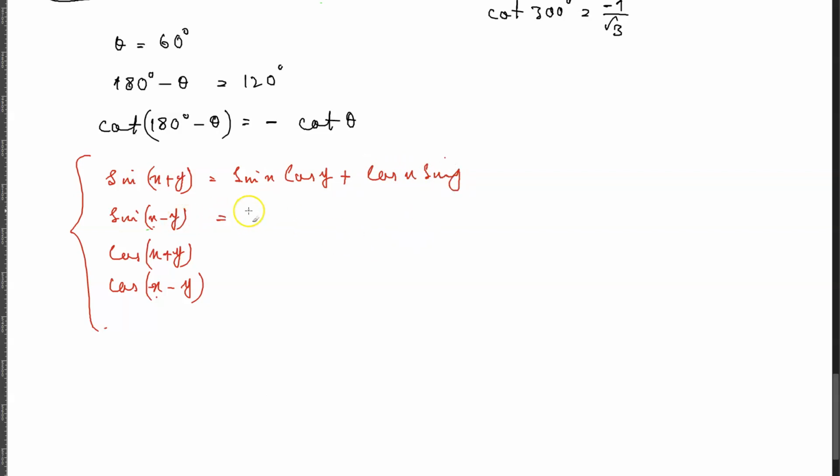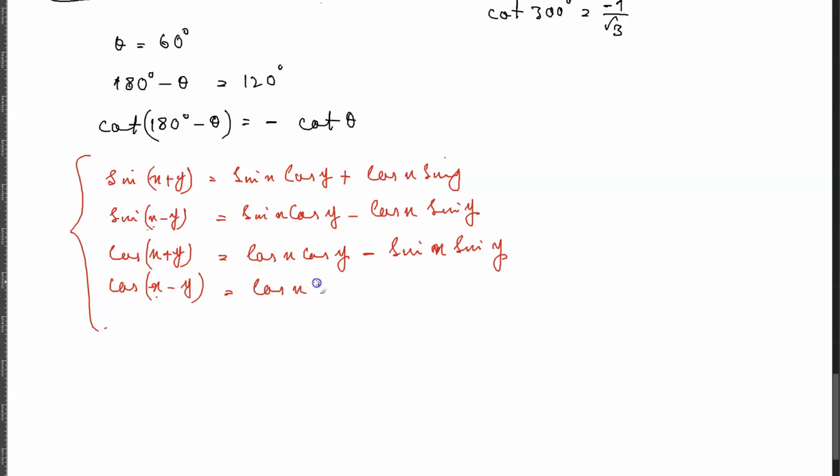And we found out that this was basically again the same thing, sine x cos y minus cos x sine y, right? Over here, what we said was that this was cos x cos y plus minus sine x sine y, and over here we said that this was cos x cos y plus sine x sine y, right?